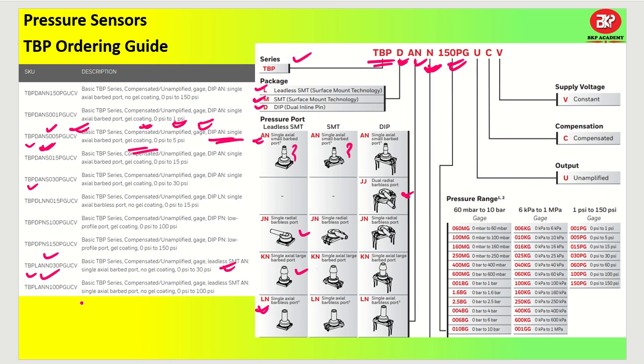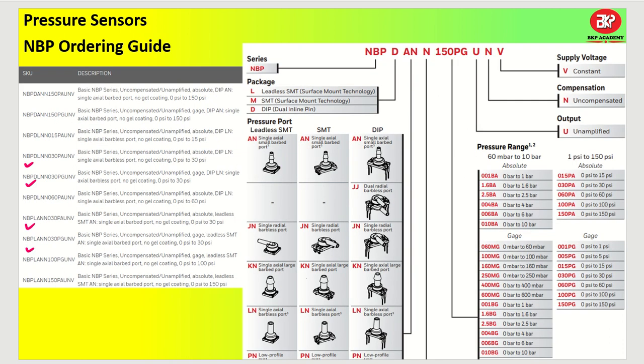Okay, so our aim is to concentrate on 5 psi pressure sensors for our blood pressure monitors and 30 psi pressure sensors for our oxygen concentrator. Okay, same manner we can go ahead and identify the ordering guide for NBP series, that is non-compensated series.